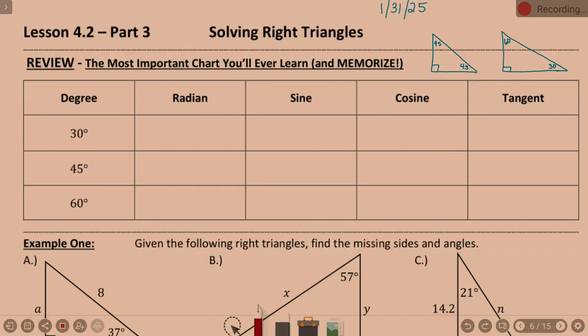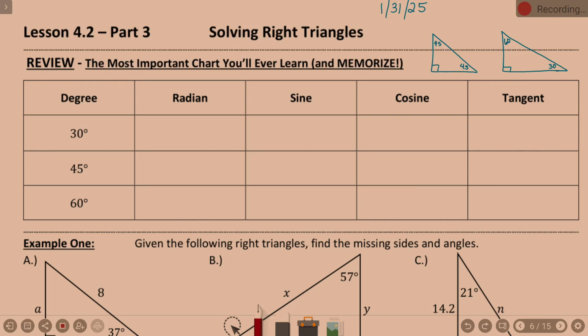So we are in lesson 4.2, part 3. If you were here yesterday, or if you've done yesterday's notes, we did this chart yesterday, didn't we? Notice it says review. I'm not reteaching it essentially, but do you remember how to fill it out? I remember the radians. And the idea is, without flipping back, you're going to need it memorized eventually.